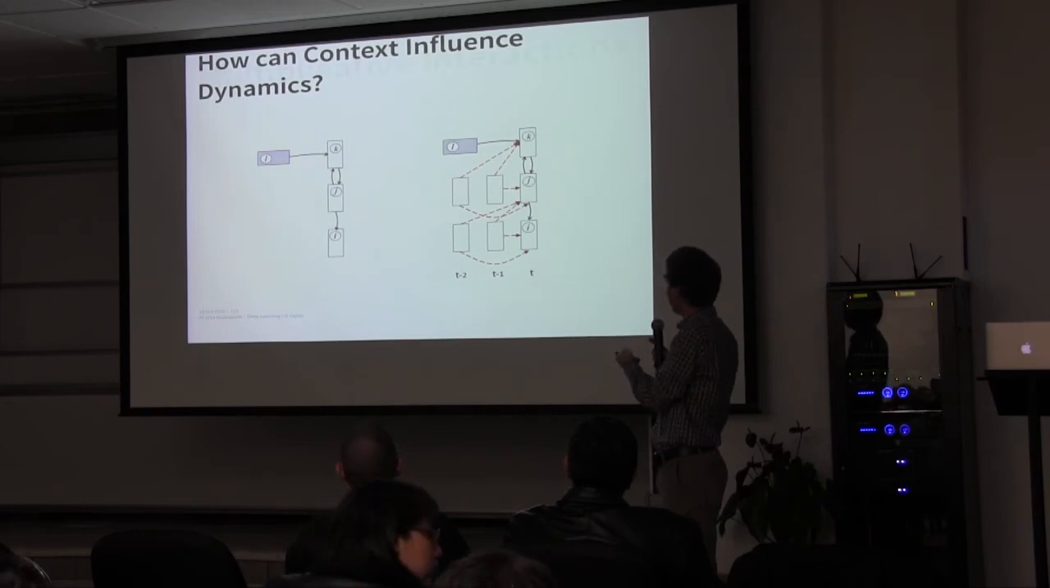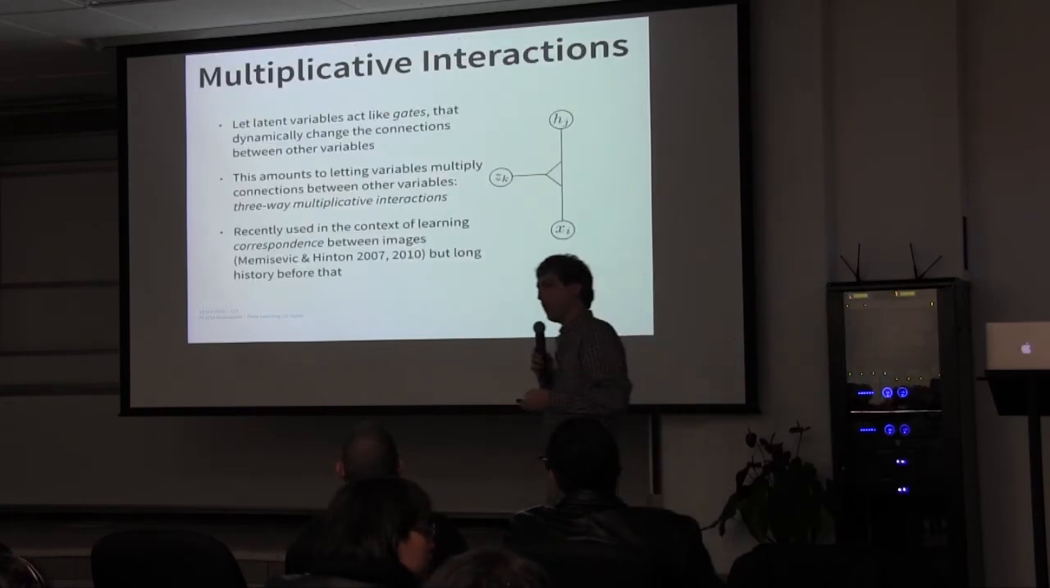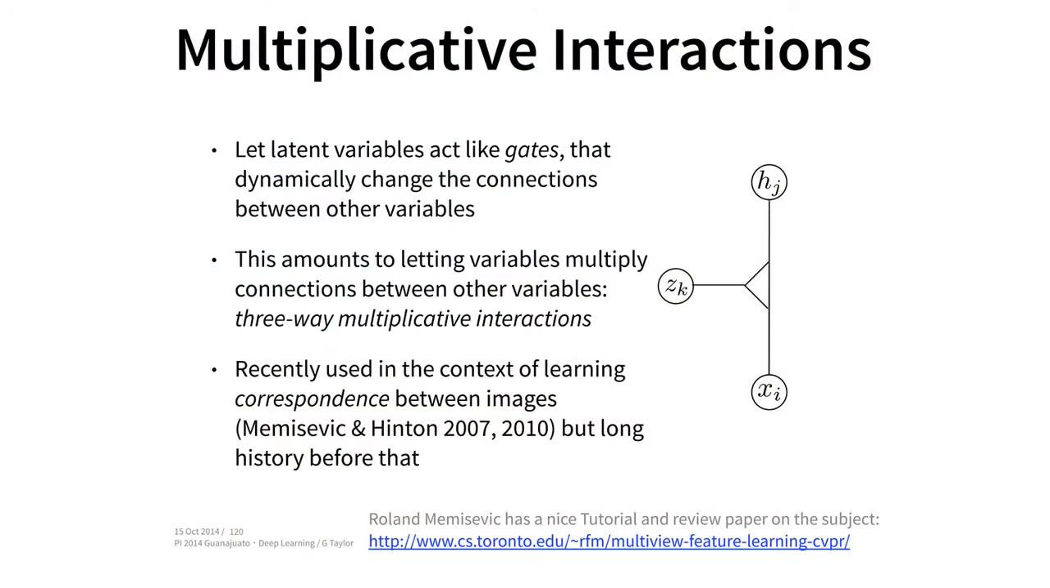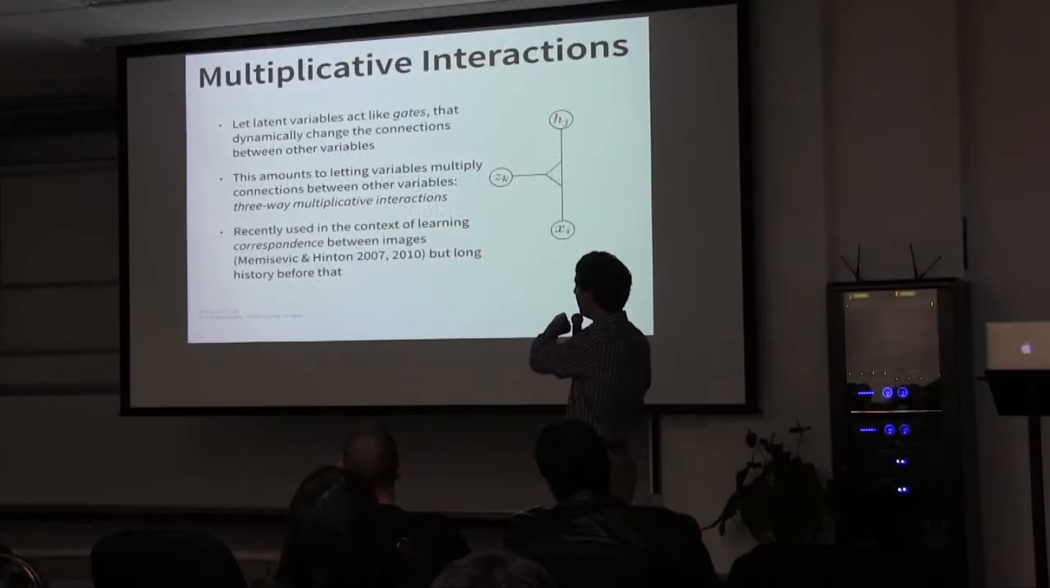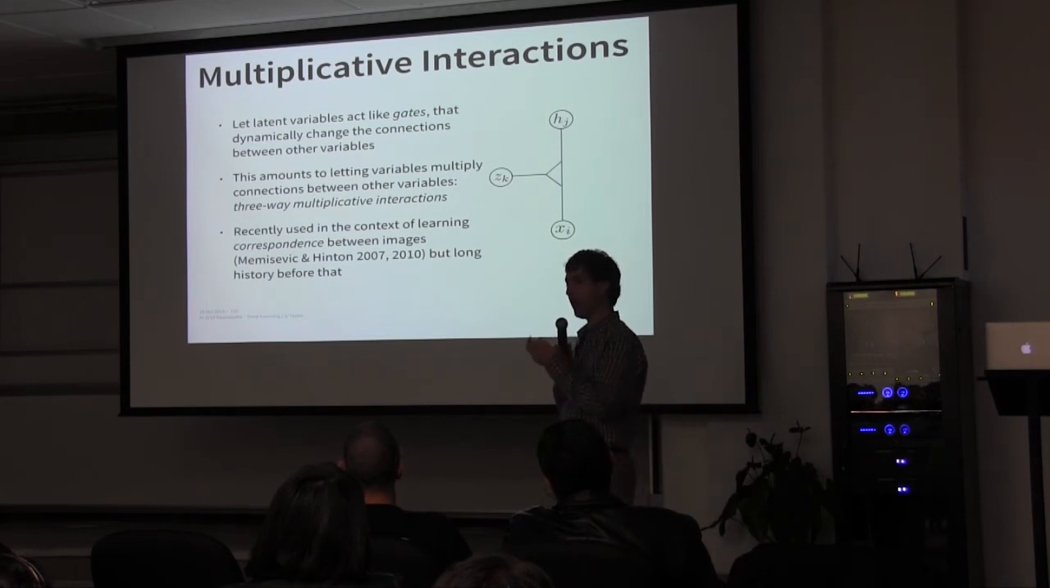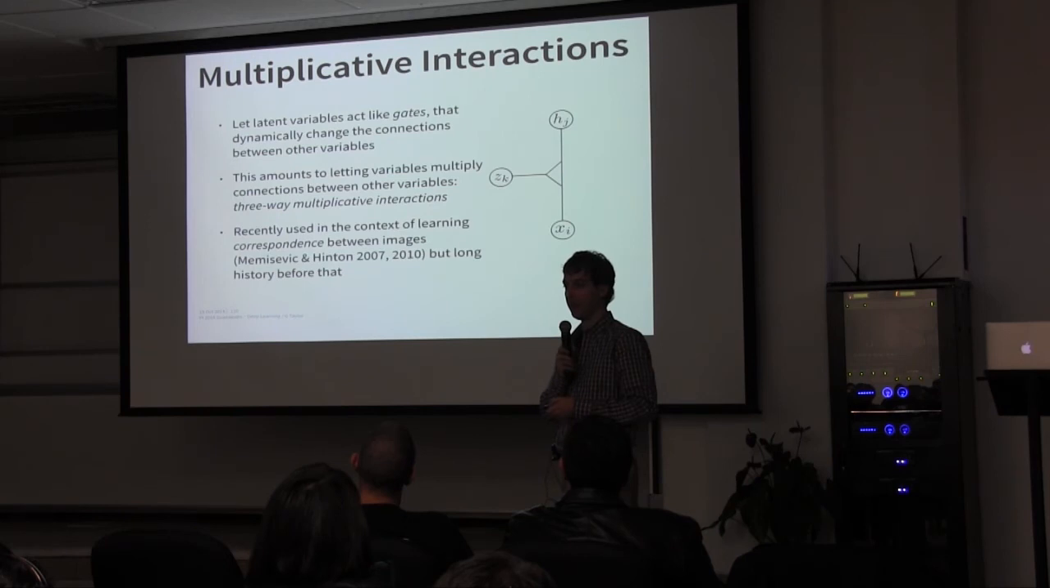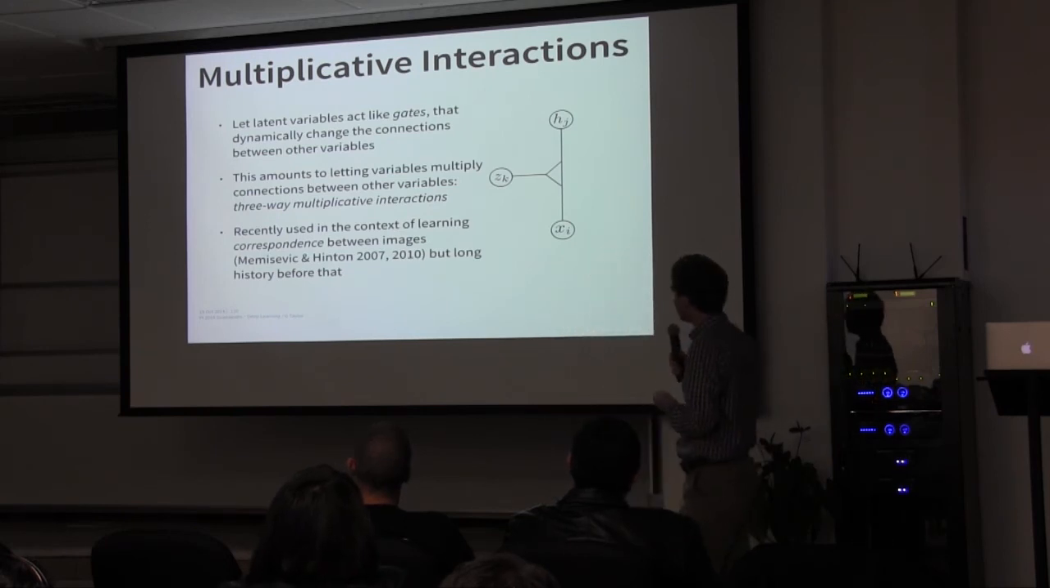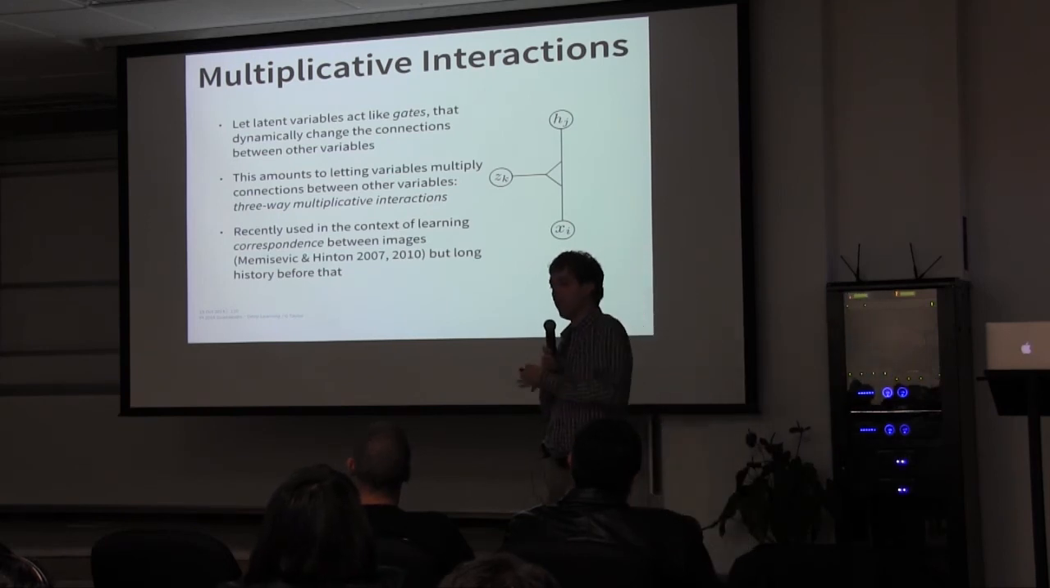So there's a different way we can go about this, and that's through something called a multiplicative interaction. And so we've been talking about weights that connect a visible unit to a hidden unit. But there's no reason why we can't have third order relationships in weights. Okay? So instead of having a weight matrix, we could have a weight tensor, which represents the interaction between three variables. Okay? So essentially, this amounts to letting variables multiply other variables and use their products in the computation.